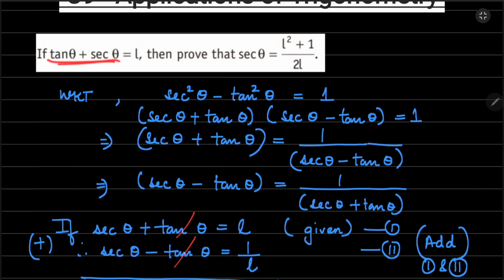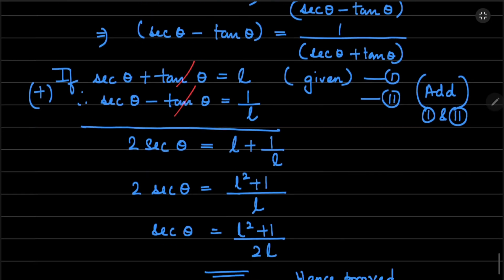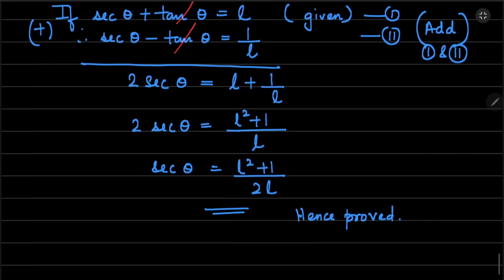Whenever you're given something in terms of tan and secant or cot and cosecant, remember secant plus tan is equal to 1 by secant minus tan, and the other way around, secant minus tan is equal to 1 by secant plus tan. So it's very, very easy to prove it.